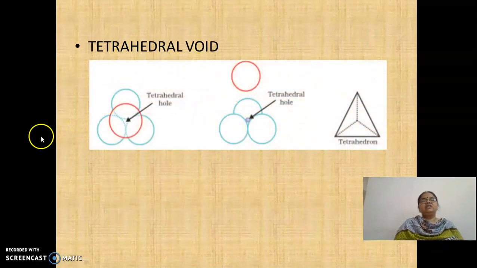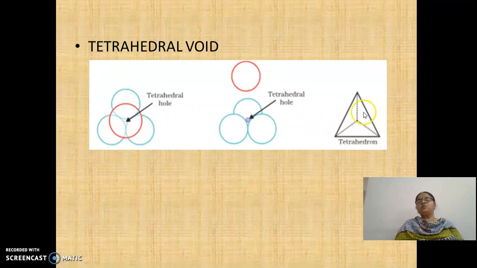Tetrahedral void you can see is formed by 4 spheres, 3 blue, 1 red. This enclosed space is called a tetrahedral hole or tetrahedral void. When the definition comes, you have to specify that this is the space enclosed between the 4 spheres in contact such that the centers of the spheres lie at the vertices of the tetrahedron. You can see a tetrahedron has 4 vertices. So you will write down the definition accordingly.